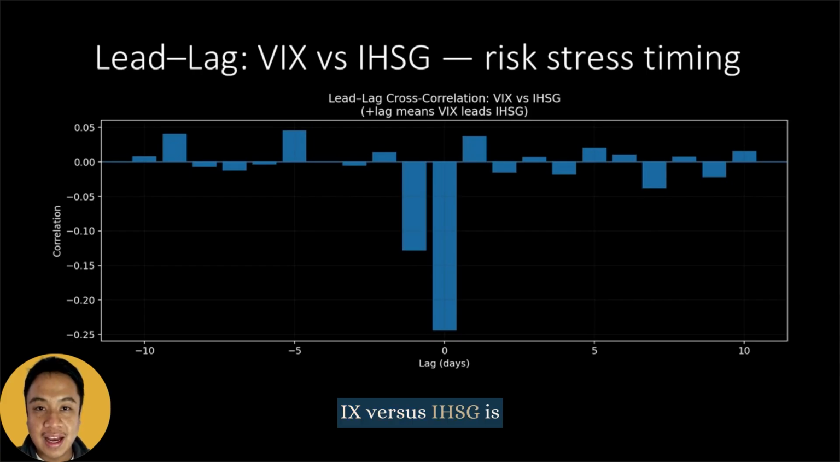VIX versus IHSG is the classic risk-off channel. If VIX moves first, Asian equities may react with a delay. But I want to stress something. Lead-lag correlation is still not answering the real question. The real question is, does VIX help forecast IHSG beyond what IHSG already tells you about itself? That's exactly what Granger-style testing is designed to measure.